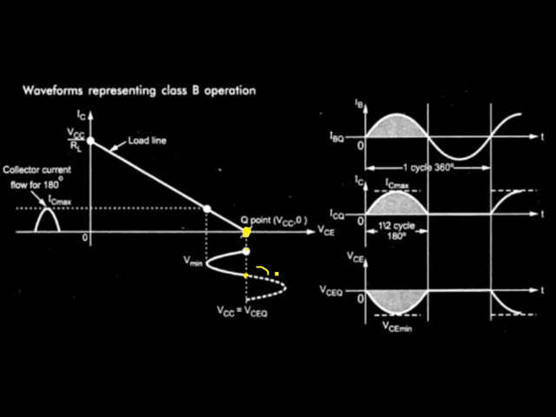We will see how we can reproduce this signal completely in class B operation later on, when we discuss push-pull amplifiers. Keep that in mind, but understand that here we have the flow of current for 180 degree only, so half the cycle only. That is what is shown here for class B.